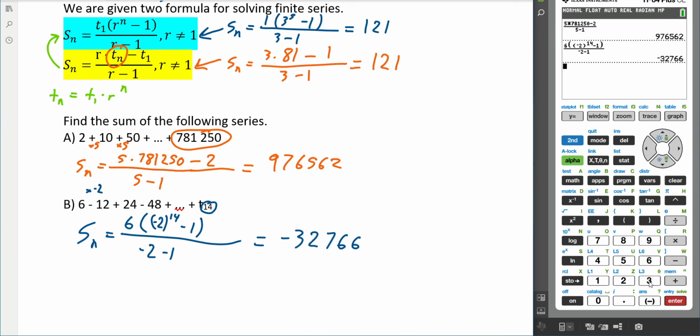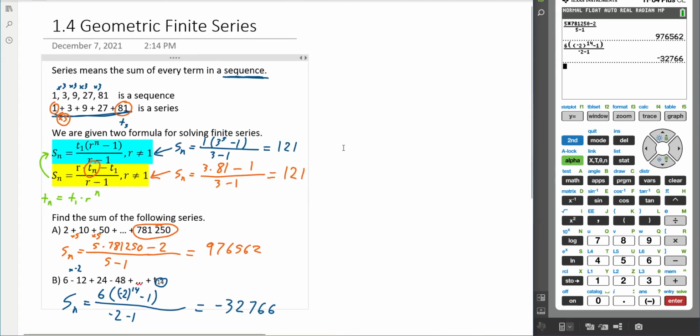All right, so hopefully this helps you understand a geometric finite series a little bit better, and gives you the two formulas as well as some examples that you could benefit from. Hope this video helped, and good luck.